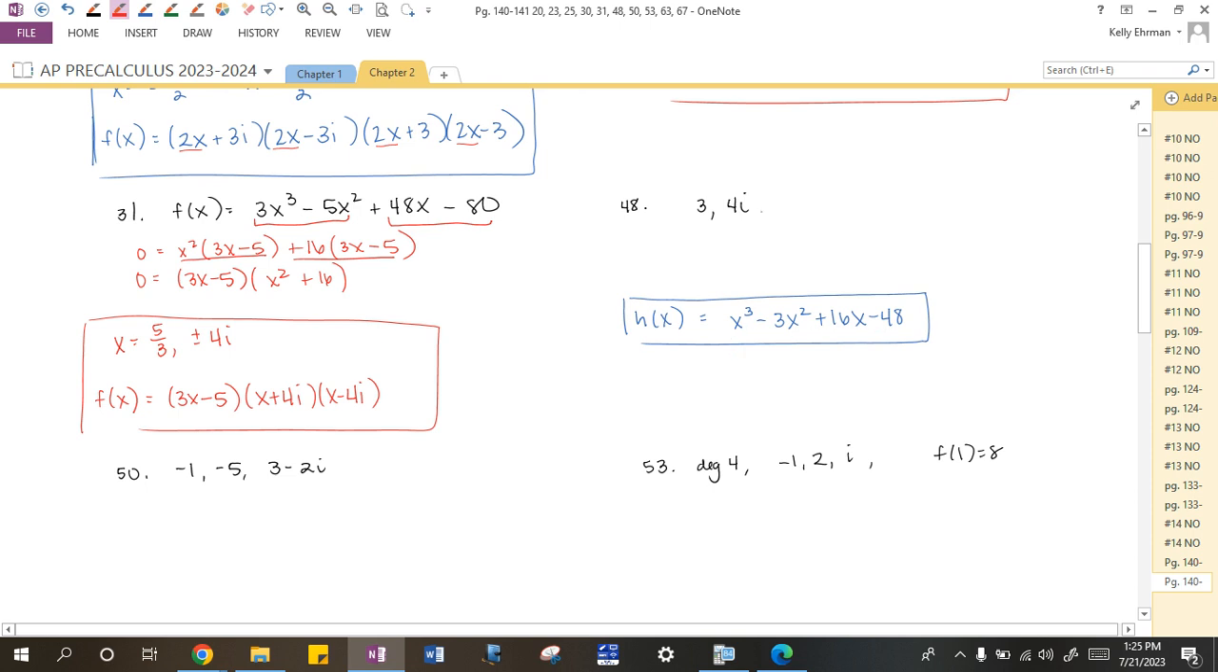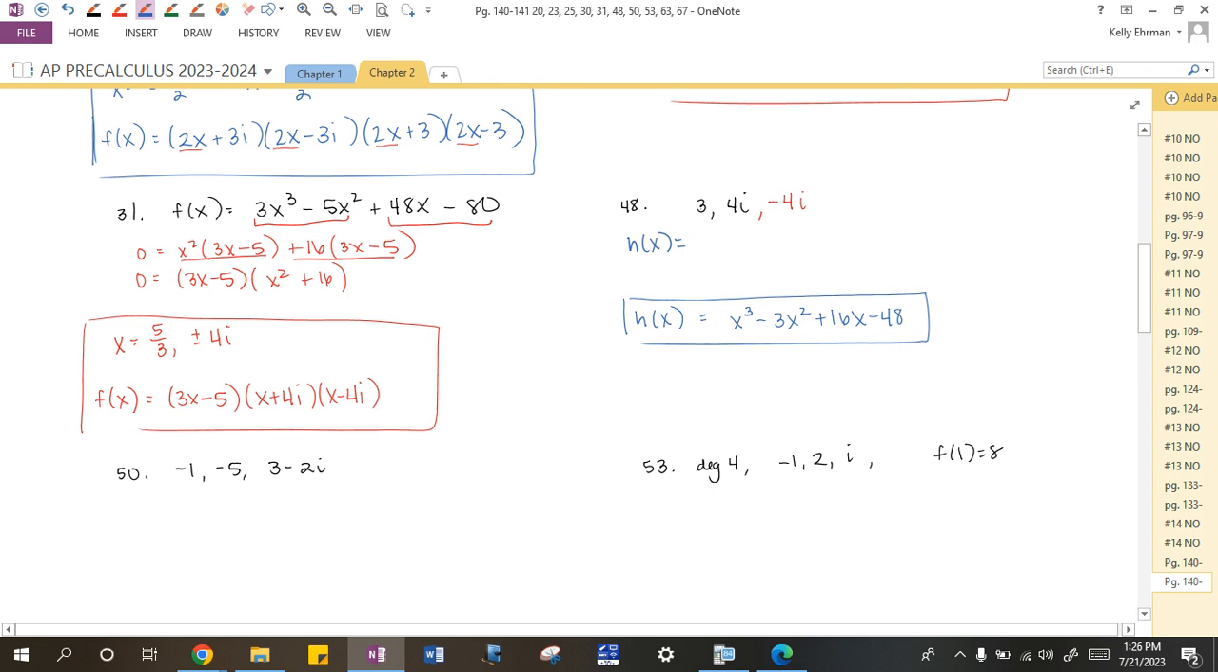So first of all, remember, if you're given an imaginary zero, it has to be true that the conjugate is also a zero. So it's impossible for just 4i to be a zero. It's really plus or minus 4i. So begin this way. I called mine h of x. You have to make it something. Y equals f of x equals whatever.